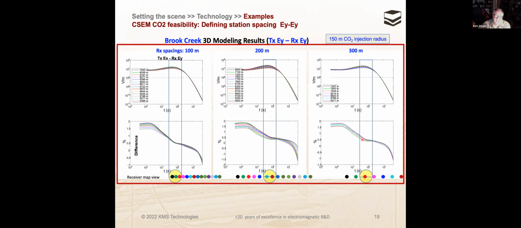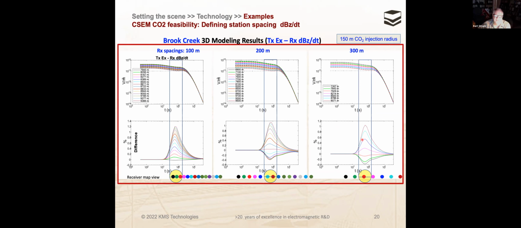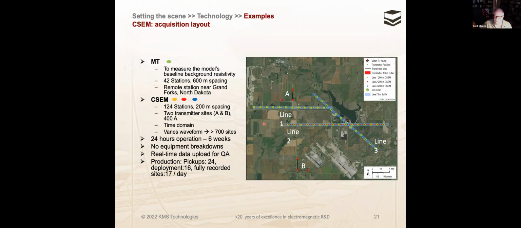And this is for the Y electric field. We did the same for the derivative of the vertical magnetic field, and it's the same results. You see an anomaly, and the anomalies are small, 1.5%. The anomalies get even smaller for the deeper reservoir, which is at 3 kilometers. For that, you would have to pull some more tricks in order to get a better signal to noise ratio. The acquisition that was carried out afterwards was MT, 42 sites, 600 meter spacing.